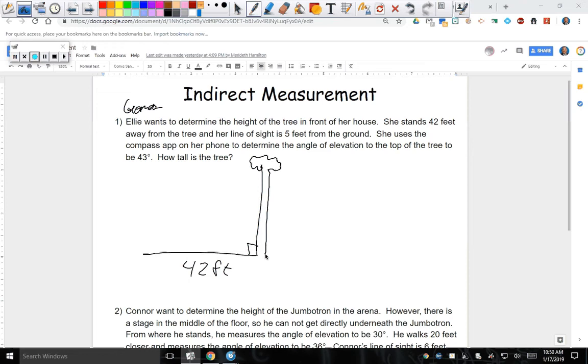So he uses the compass app on his phone to determine the angle of elevation to the top of the tree. So if I'm looking at this, and I'm looking at angle of elevation, and it's 43 degrees, where am I going to put that? Where am I going to put 43 degrees? I'm going to put it right here, right? Oh, 43 degrees. Okay? And we want to know how tall the tree is.